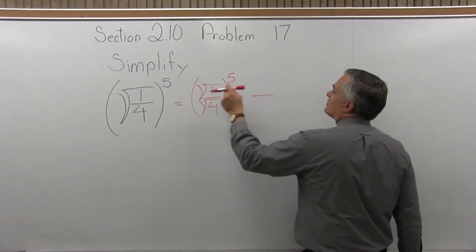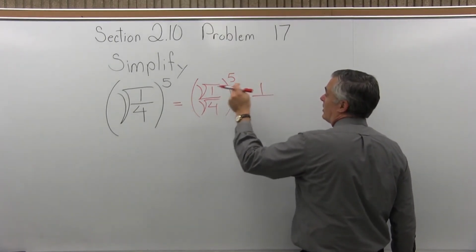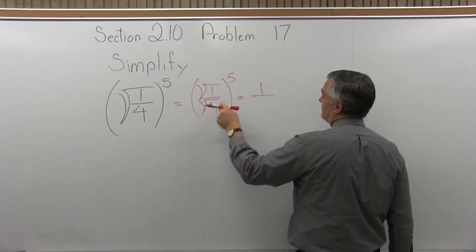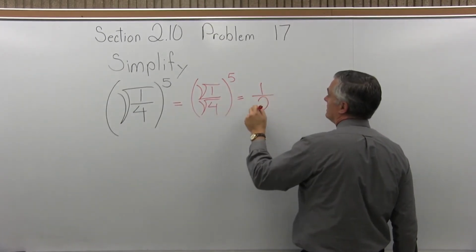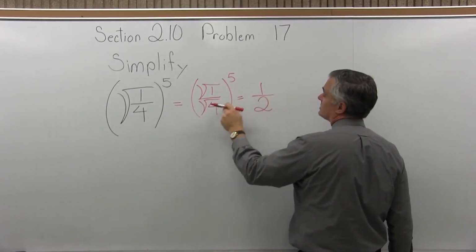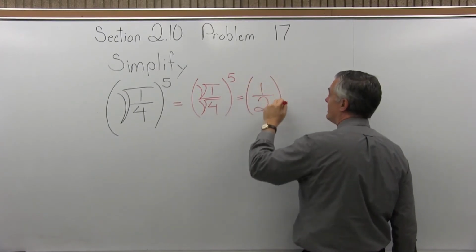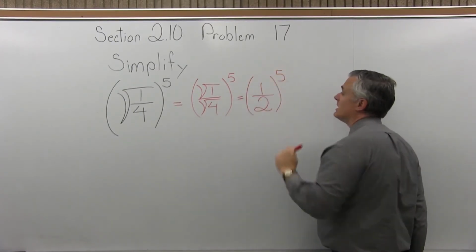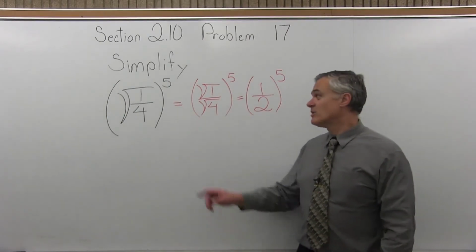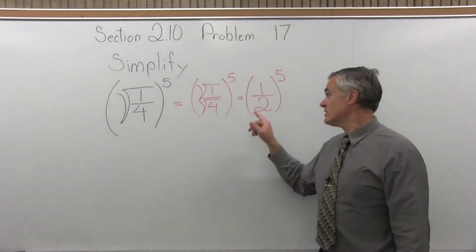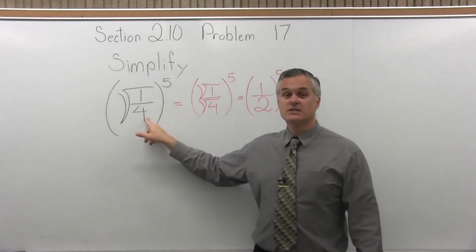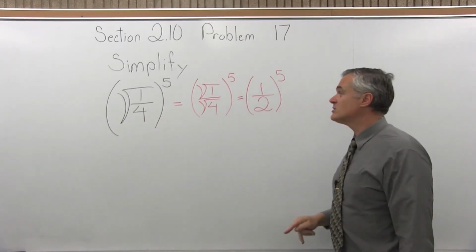Now, the numerator, square root of 1, is 1, because 1 times 1 is 1. And then the square root of 4 is 2, because 2 times 2 is 4. And again, we still have that fifth power, but now the square root is gone. Square root of 1/4 is 1/2. And sure enough, 1/2 times 1/2 is indeed 1/4. So we've dealt with the square root.